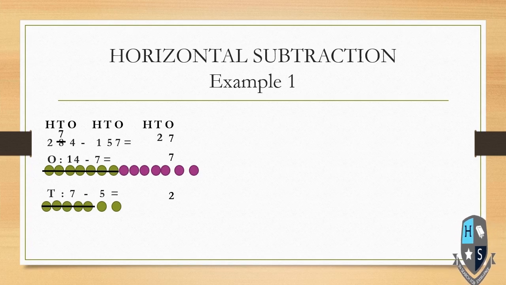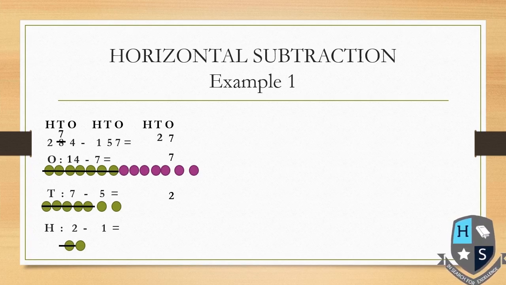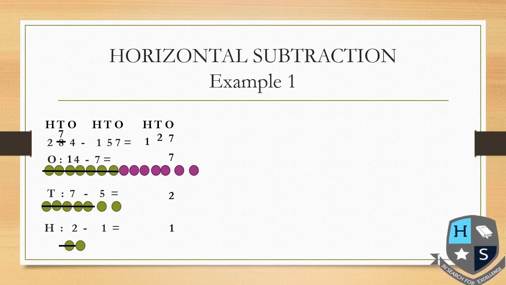After that, we are going to hundreds. In hundreds, we have 2 take away 1. Also here, we are going to count 2 balls. 1, 2. Then we take away 1 ball. We remain with 1 ball. We take that 1 and write it in the place of hundreds. Now, 284 take away 157, our answer is 127.